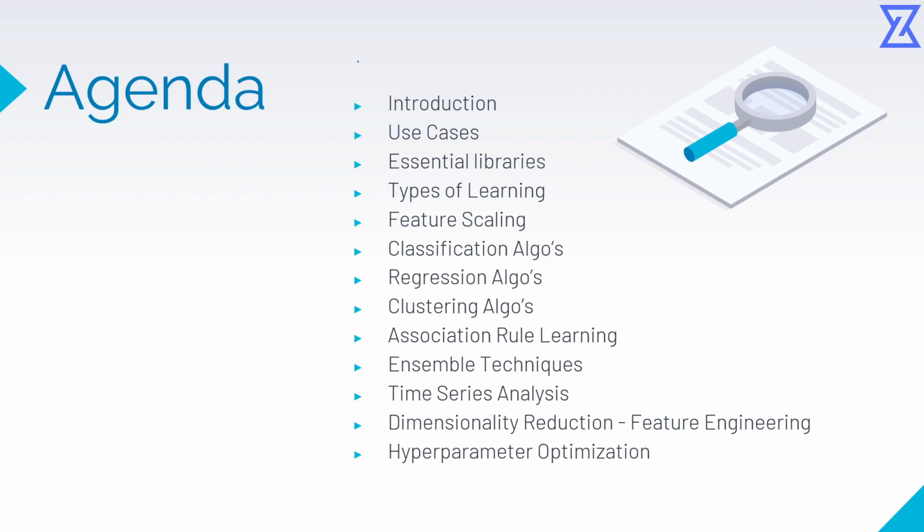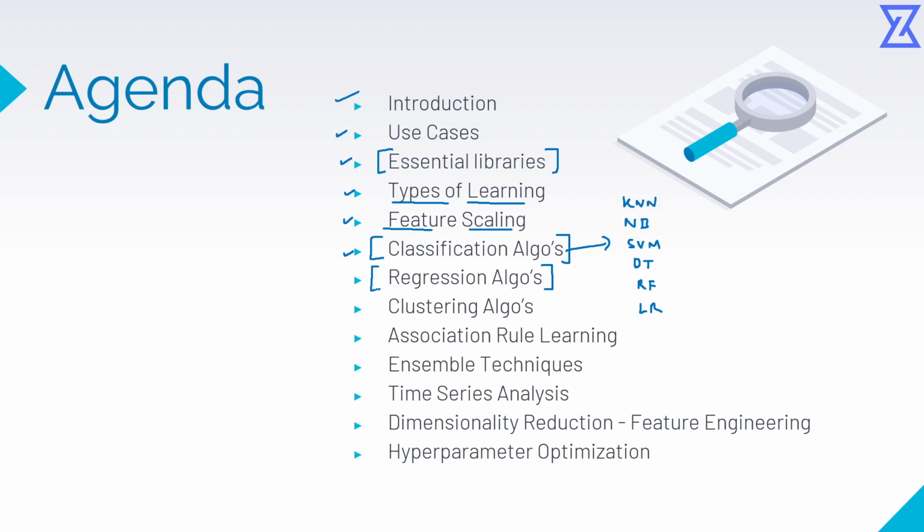We will get started with the introduction. Then we'll talk about some use cases, some of the essential libraries that we will be using, the different types of learning, feature scaling. Some feature scaling techniques you might have already heard about in the EDA classes, but we will go through them again. Classification algorithms: here I will talk about multiple algorithms like naive Bayes classifier, support vector machines, decision tree, random forest, logistic regression, KNN, and many more. Okay.